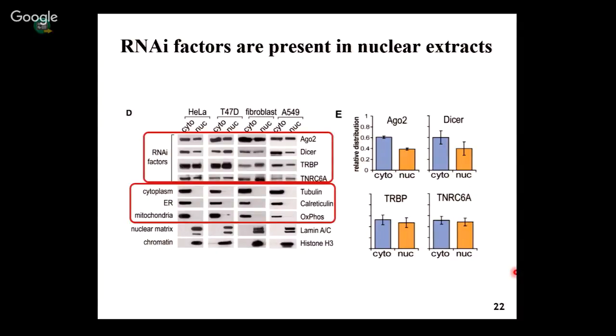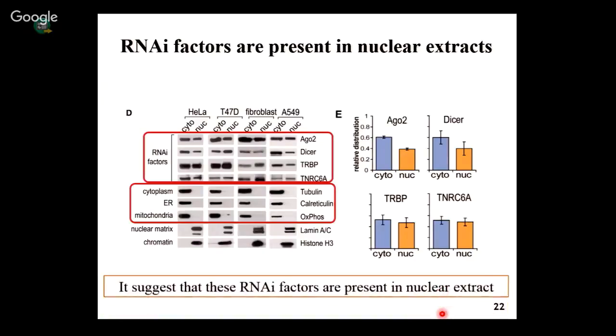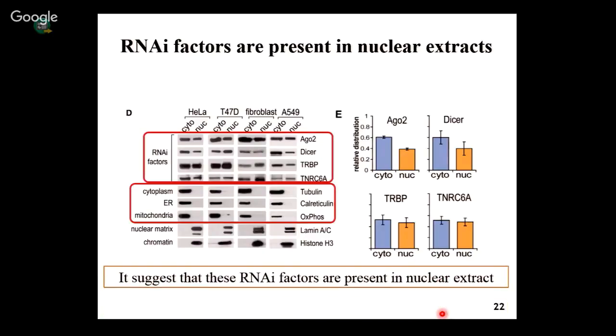In the past, it was difficult to clearly observe the localization of RNAi factors because of incomplete cytosolic and nuclear fractionation. So they set up this protocol to cleanly separate the cytosolic and nuclear fractions. According to Figure 1 and Figure 2 data, it suggests that these RNAi factors are indeed present in the nuclear extract.